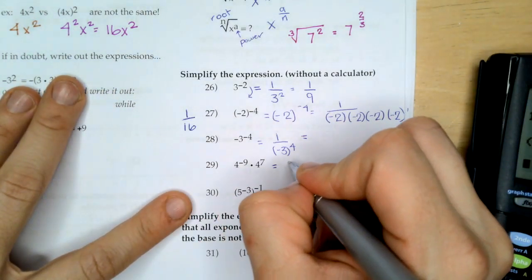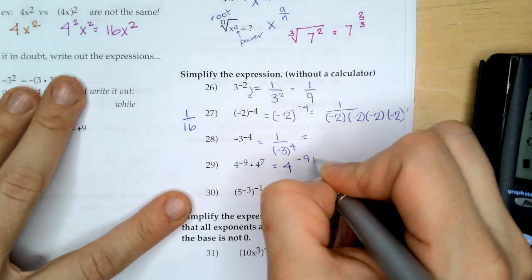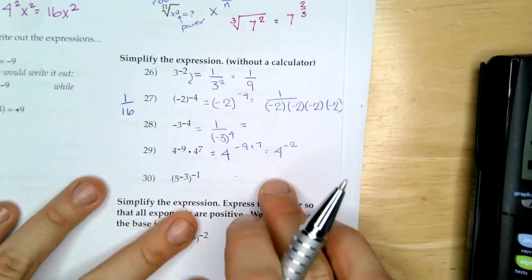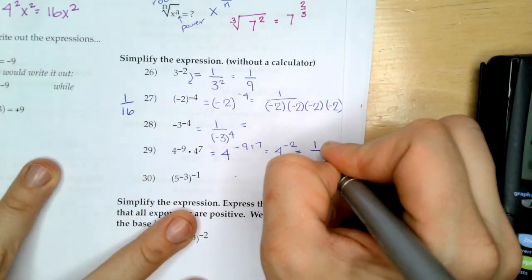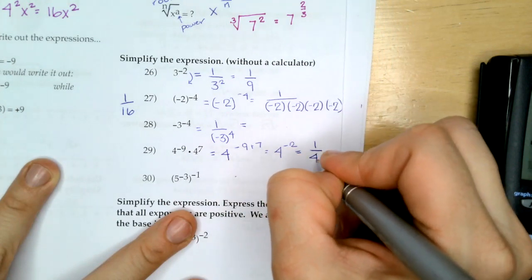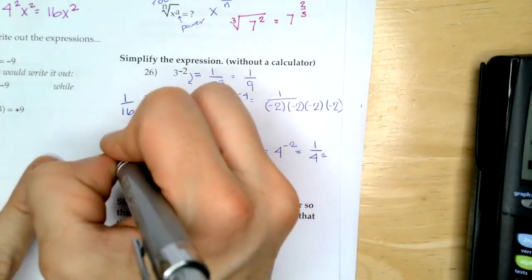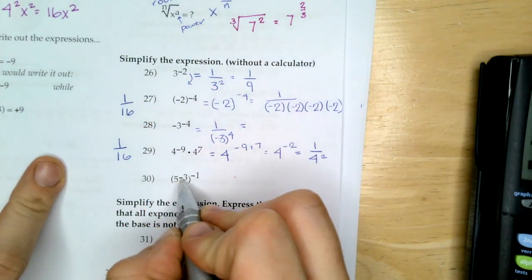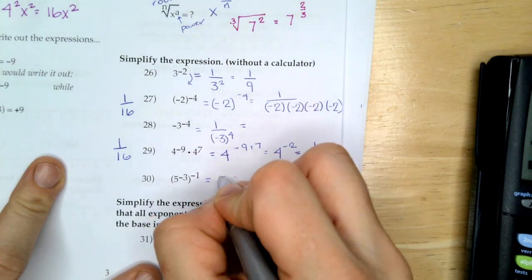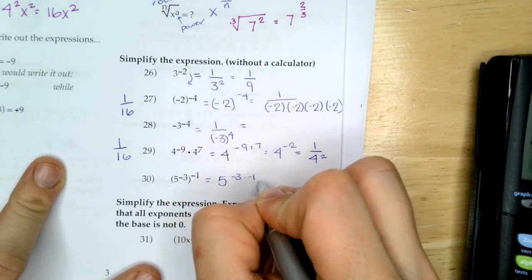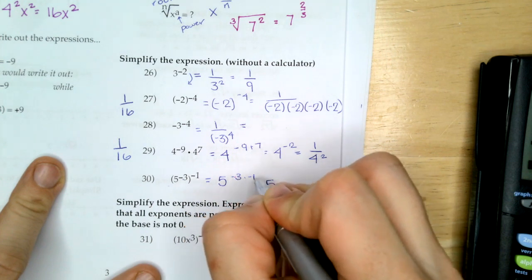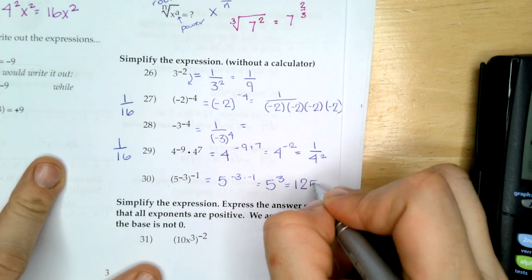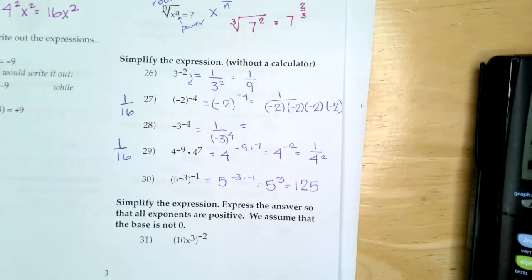Here we're just going to combine. We have the same base. So we're going to say negative 9 plus 7, which is negative 2. We cannot leave it as a negative exponent, so we're going to move it to the bottom of the fraction bar. 4 squared, which is 16. Another 1 over 16. 5 to the power of negative 3 to the power of negative 1. We're going to multiply those. Negative 3 times negative 1. A negative times a negative is just a positive. 5 to the third is 125 because it's 5 times 5 times 5.